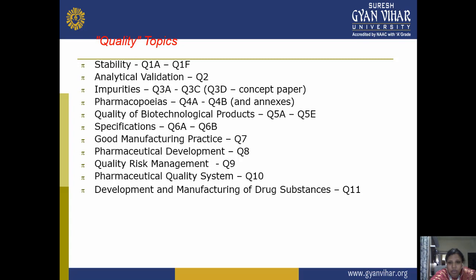So Q1 to Q11 topics are there: stability is Q1 to Q1F, A to F, then Q2, Q3, Q4, Q5, Q6, Q7, Q8, Q9, Q10 and Q11. And in Q11, development and manufacturing of drug substances guidelines are given. So if you want to develop or manufacture any drug substance, you can visit the guidelines in the ICH topic Q, subtopic 11.